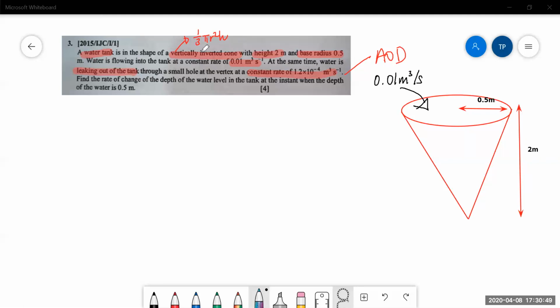Find the rate of change of the depth of the water level in the tank at the instant when the depth is 0.5 meters. So water is coming out at 1.2 times 10 to the power of minus 4 meter cube per second. So they want you to find the rate of change of the depth of the water level.